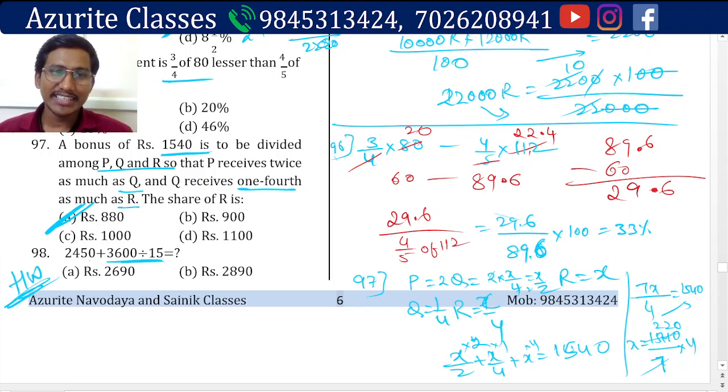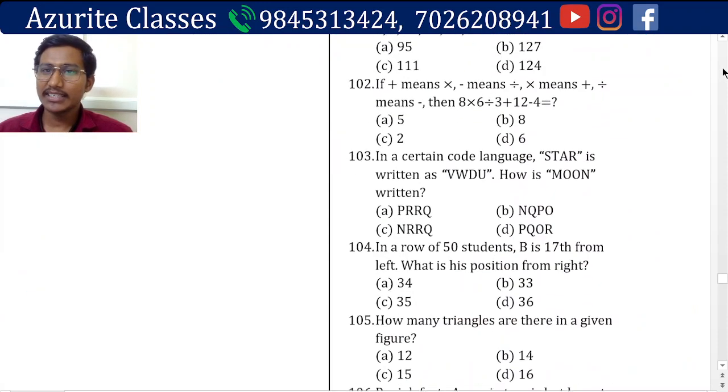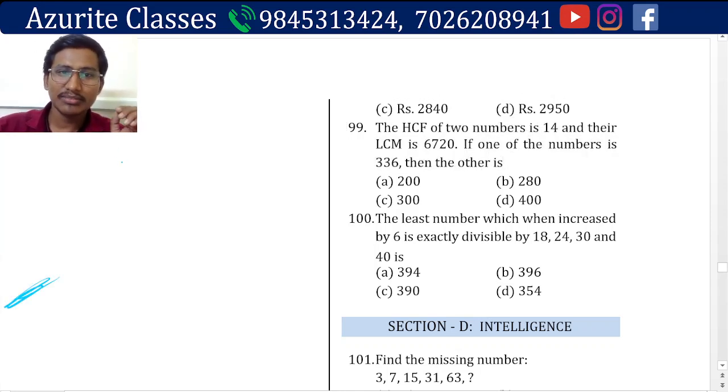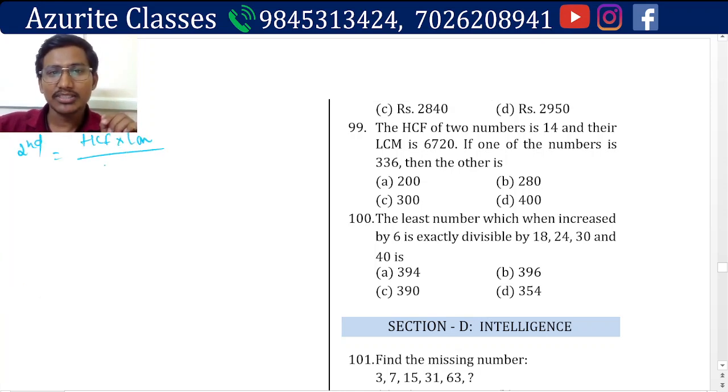Okay, so next, question 99. HCF of two numbers is 14 and their LCM is this. If one of the numbers is this, find the other number. So I told you, the product of the numbers is the product of HCF and LCM, okay? So how do you find the second number? First HCF into LCM divided by the first number, okay?